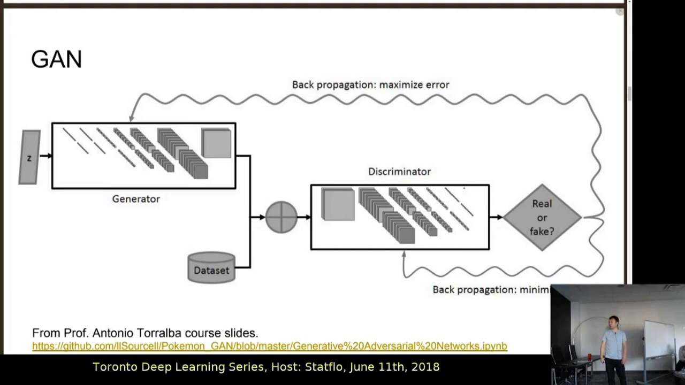Then the next question is, how do you define the loss function? I'll get into a little more detail. Theoretically, the loss function is trying to achieve something called a Nash equilibrium in game theory. So that's the gist of the loss function. I'll give you an intuitive understanding, my best understanding of how it works, in a few slides.